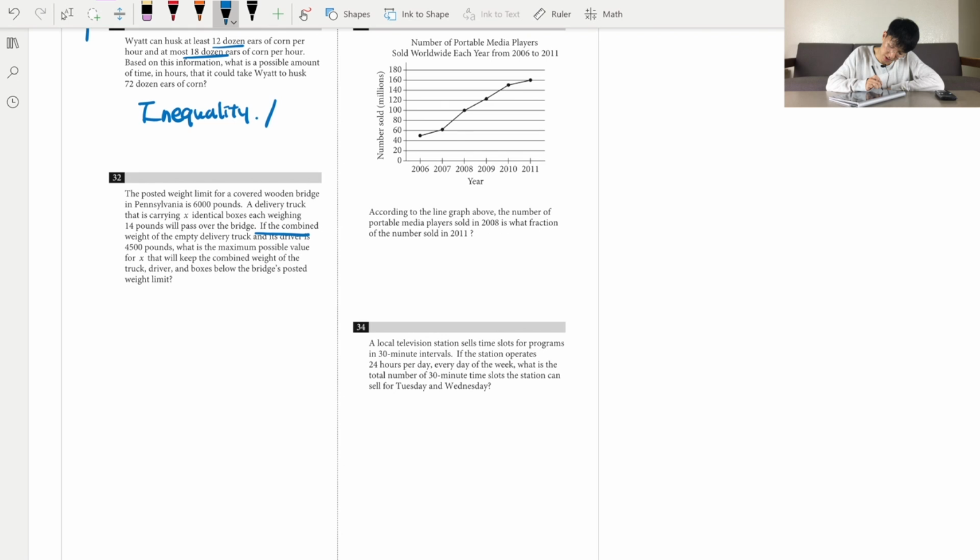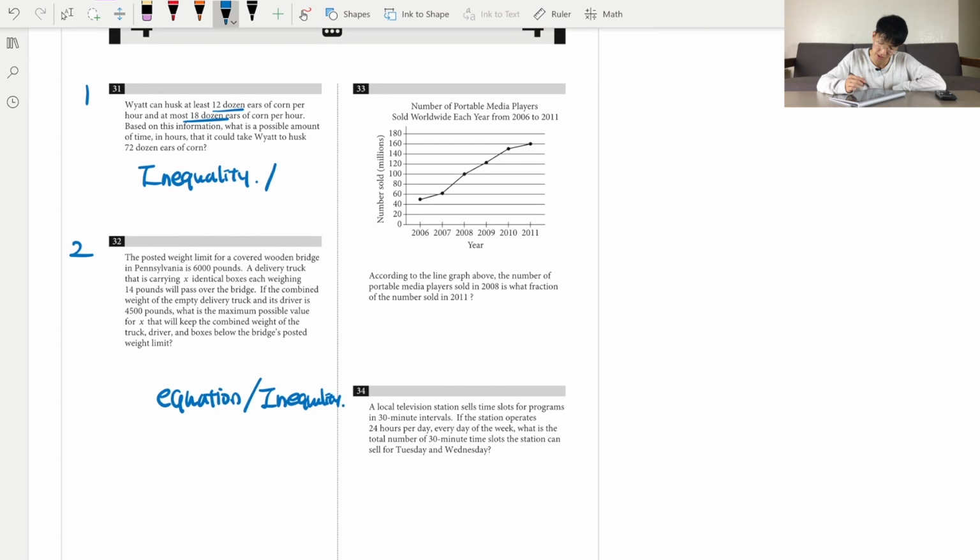If the combined weight of the empty delivery truck and its driver is 4,500 pounds, what is the maximum possible value? You're setting up an equation, and you will look for the solution. It seems like you will also have to use inequality. Difficulty level 2. I see a line graph, and you're looking for what kind of fraction it is of 2008, of 2011. Line graph interpretation. Difficulty level 2.